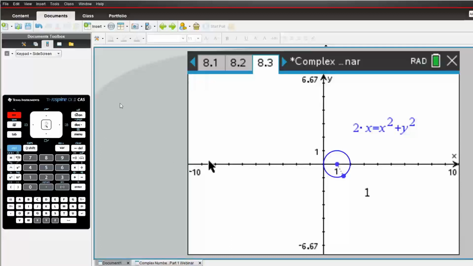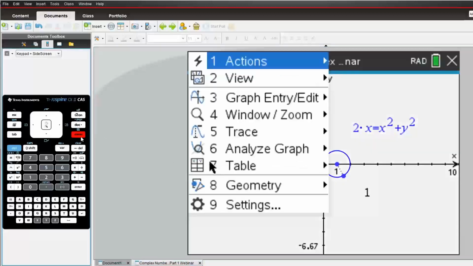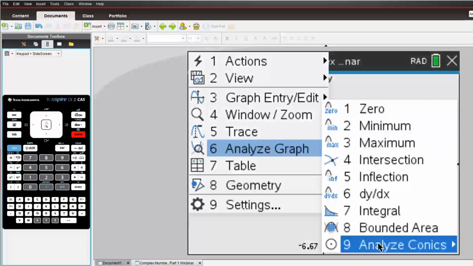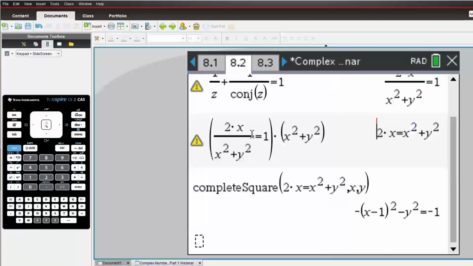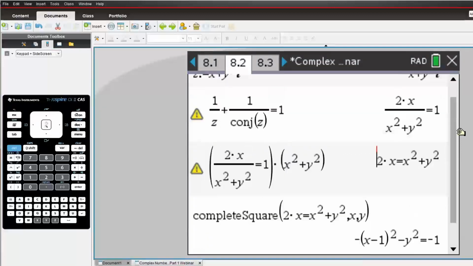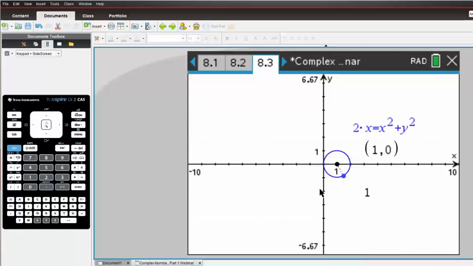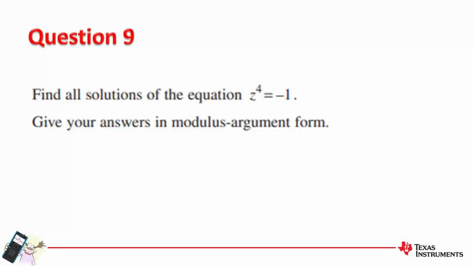And then if I repeat that again, menu, analyze conics, I can get the center. So that's another way I can display my locus of all the points, which is the circle with center 1, 0, and radius 1. So you can do it algebraically, but to complete the square, you need to have it in a better form, or you can draw it using relations and use analyze conics.